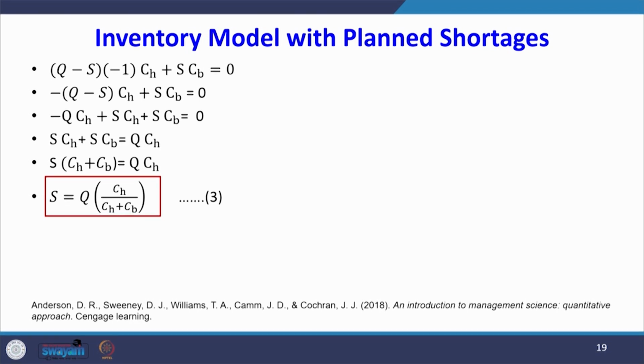So, minus Q CH I am bringing to the right hand side. So, S CH plus S CB equal to Q CH. S is the common factor. So, S times CH plus CB equal to Q CH. So, S is Q multiplied by CH divided by CH plus CB. What is S? The allowable shortages. Q is the optimum ordering quantity, CH is the holding cost, CB is the back order cost.